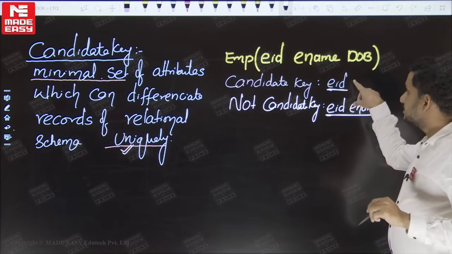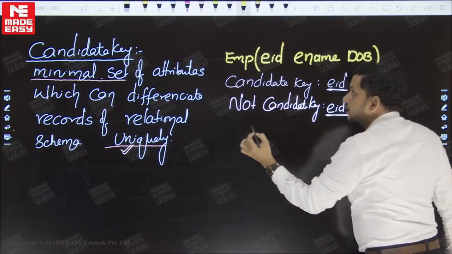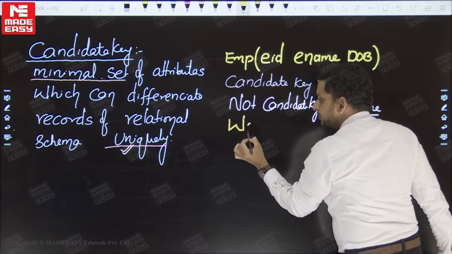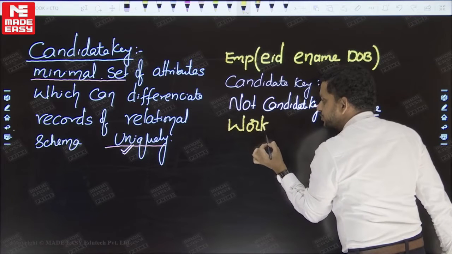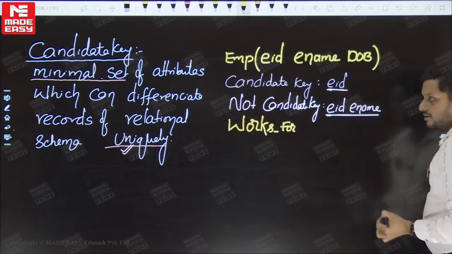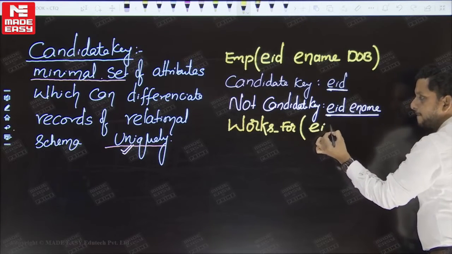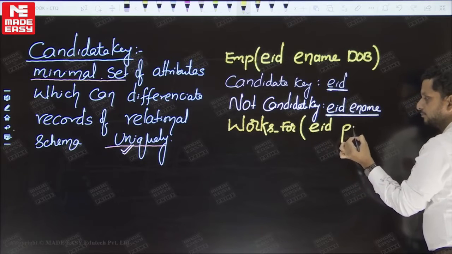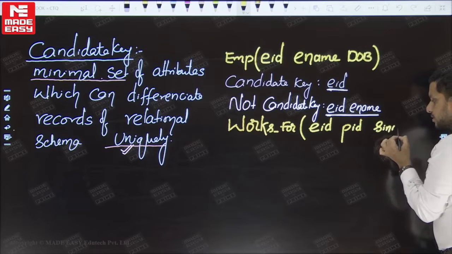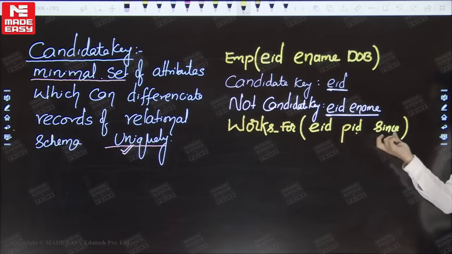It doesn't mean that a candidate key should be only a single attribute. Two or more attributes can also form a candidate key. Let us take one more example. The database table named works for, with employee ID, project ID, and one more field, since. It means an employee is working for a project since some date.